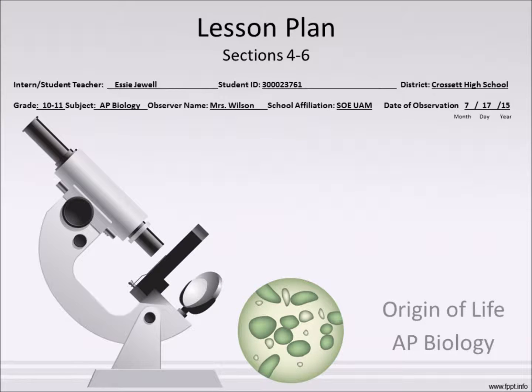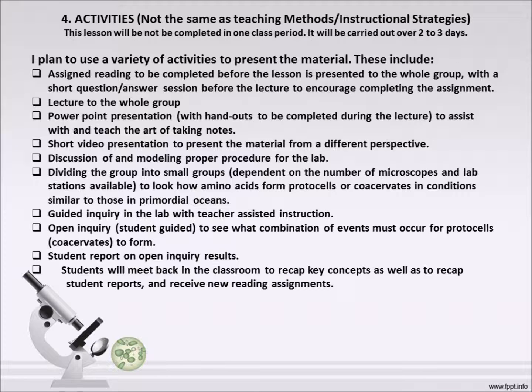This is Essie Jewell. This is my lesson plan for AP Biology, sections 4 through 6. Beginning with section 4, activities, we're starting to get into a little bit more of the nuts and bolts of how we plan to do the actual instruction itself.